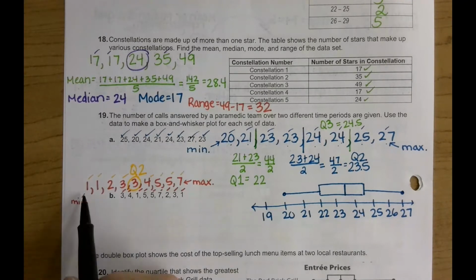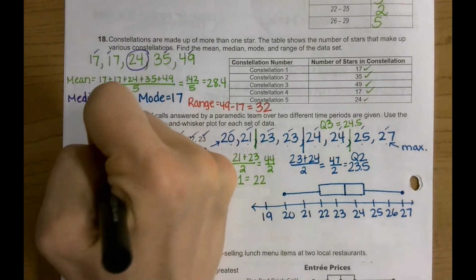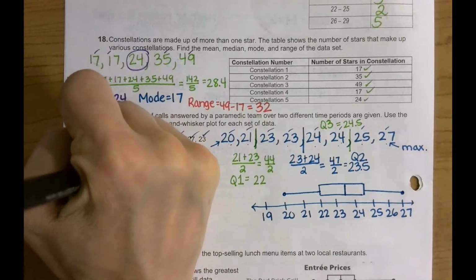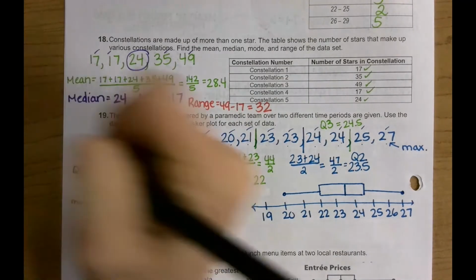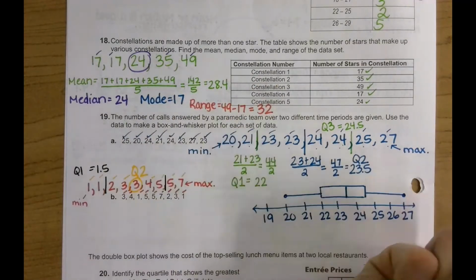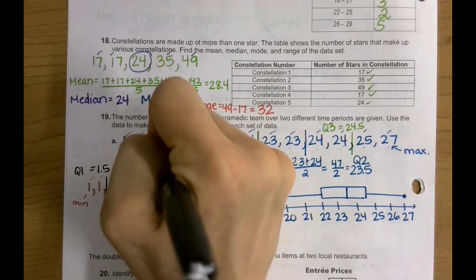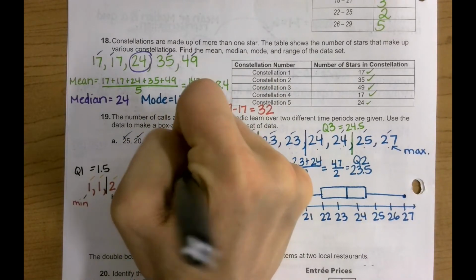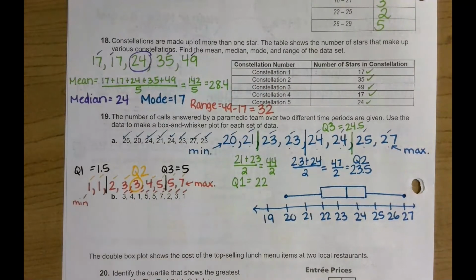So if there's 4 numbers on this side, I know it's going to be in between 1 and 2, which is 1.5 for my Q1. And then again, 4 numbers on the other side, between 5 and 5, which will be 5. If it's the same number, then 5 is your quartile 3.